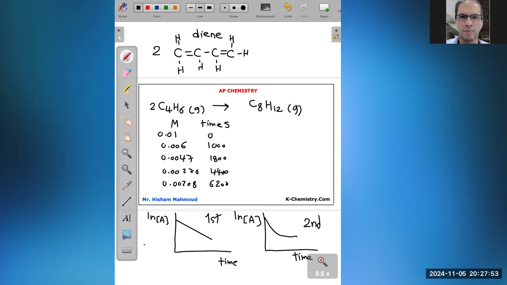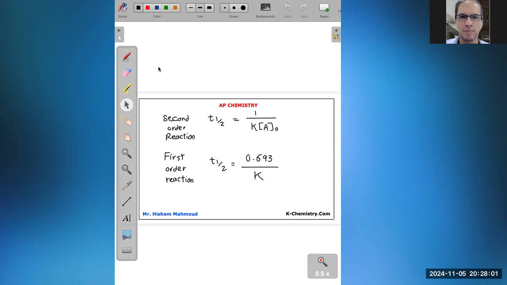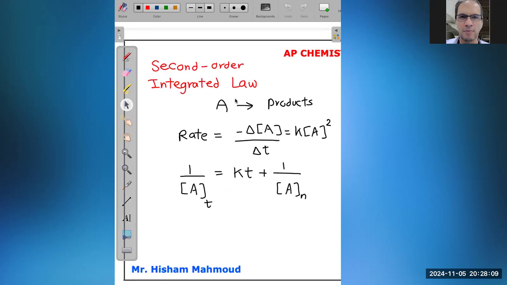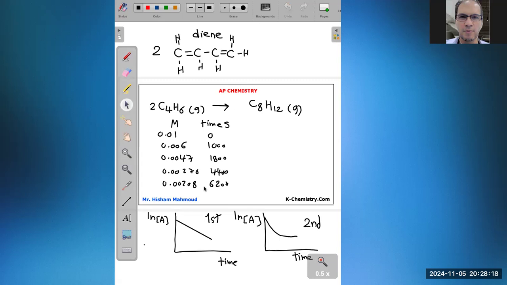So this time, instead of taking the ln of the concentration, what did we agree about Mr. It will be 1 over K multiplied by the concentration. 1 over K, sorry, 1 over the concentration itself. I will make the curve between 1 over the concentration, the reciprocal of the concentration, versus the time.